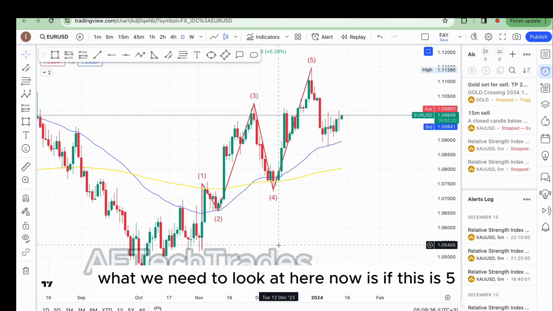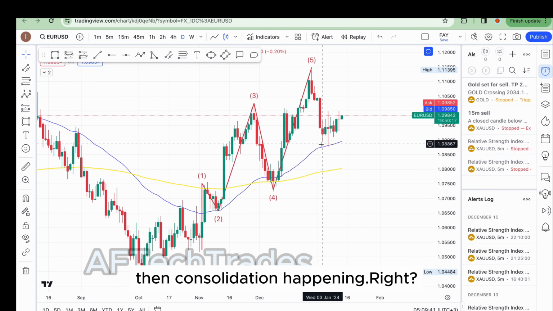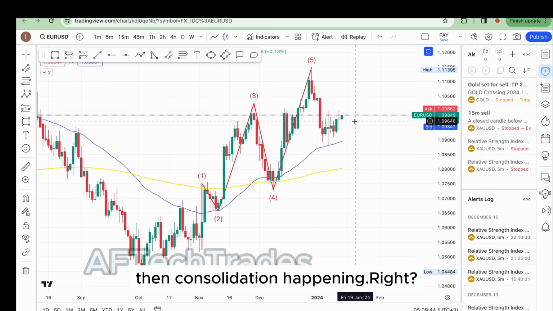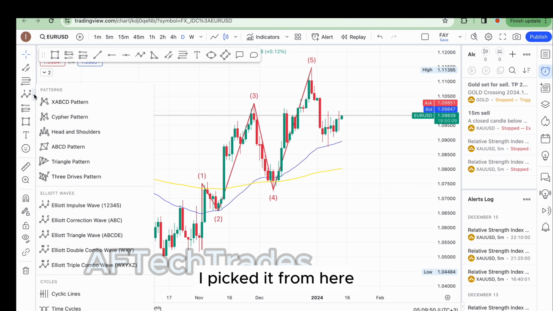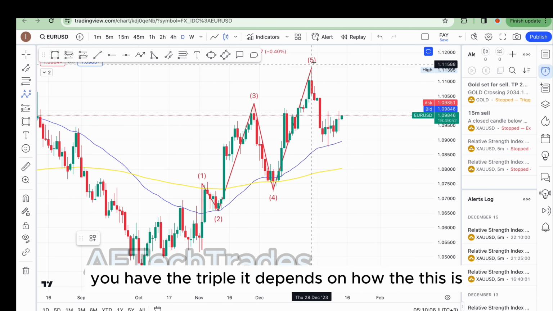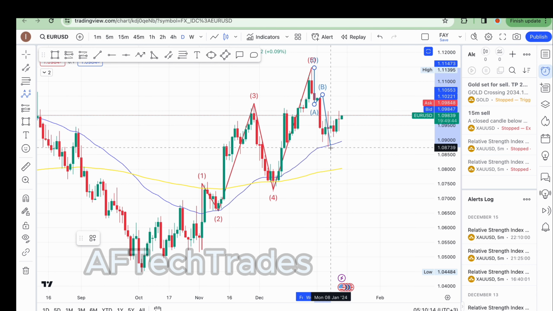What we need to look at here now is, if this is 5, this is A, B, C, then consolidation happening, right? Where did I pick it from? I picked it from here. Then let's look at the ABC. You have ABC, you have ABCDE. You have the double, you have the triple. It depends on how this is A, B, C.